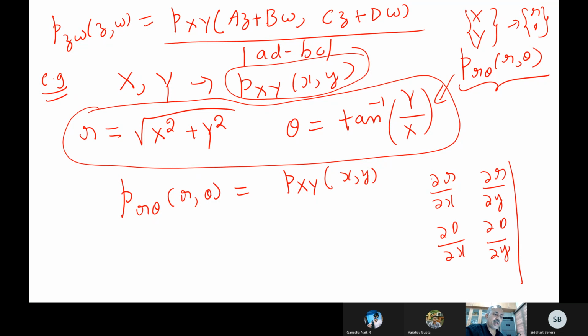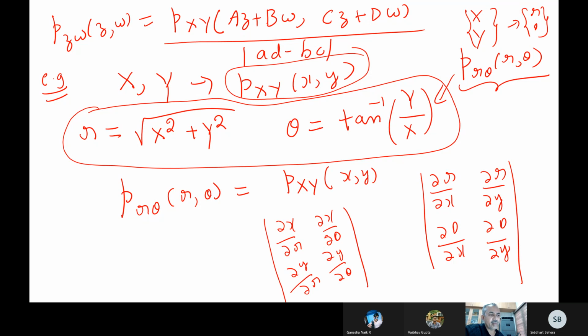Or you can use it the other way around and take the inverse, that is dou x by dou r, dou x by dou theta, dou y by dou r, dou y by dou theta. Which is easy to calculate, this derivative or this one? What is the inverse relation? r is the square root of x square plus y square, theta is tan inverse of y by x. How do you write x and y?